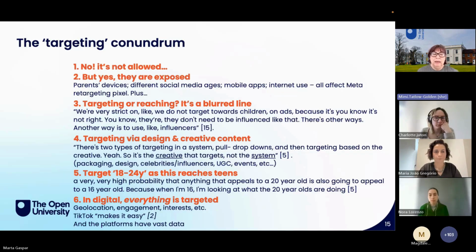They talk quite openly about if we want to reach teens, we target 18 to 24. Because we know that's a wide group, that teens are interested in the same things that 18 to 24-year-olds are interested in. And by the end of these conversations, they were saying, but look, you need to understand this point that we do keep trying to make, that everything is targeted in digital. You don't just put random stuff in there. You're always trying to reach specific groups. And they talked in particular about how TikTok made it very, very easy for them. Next slide, please.